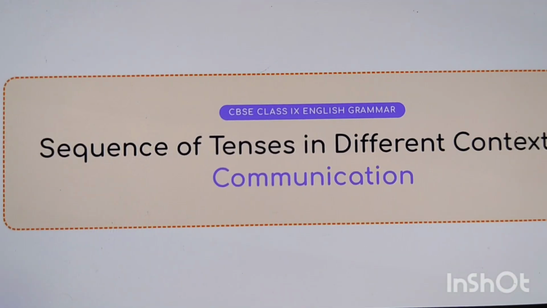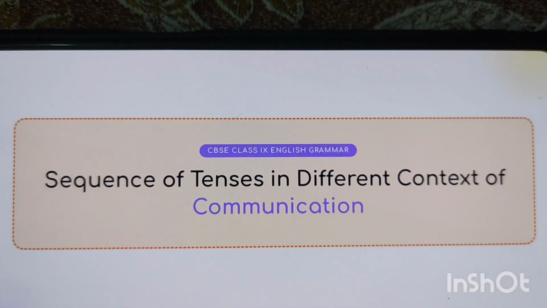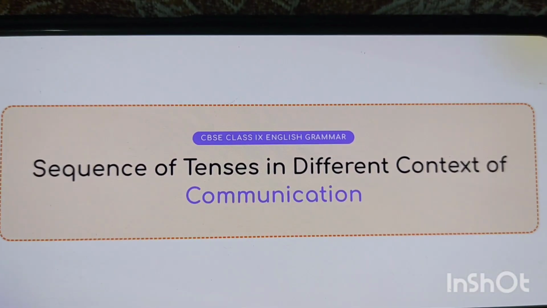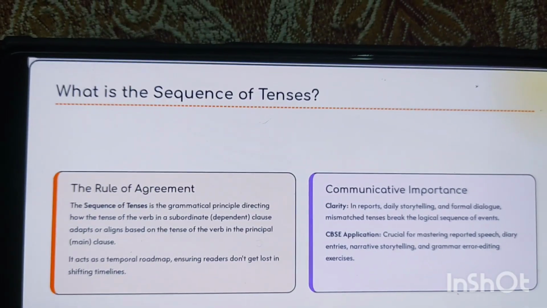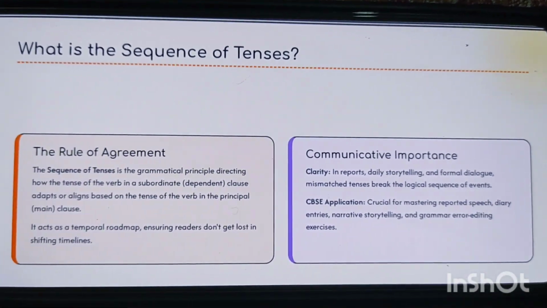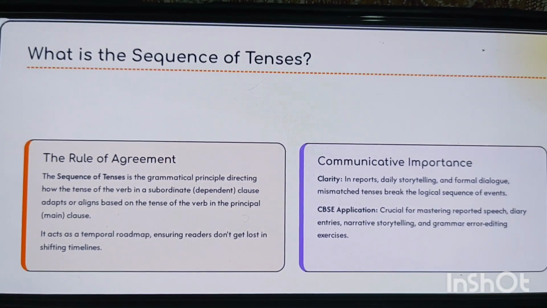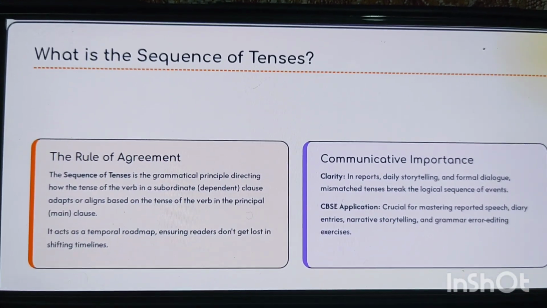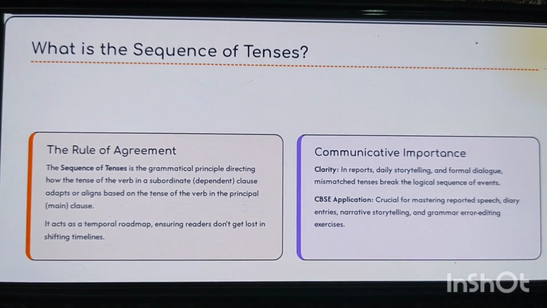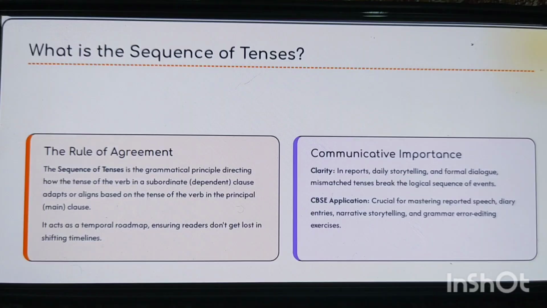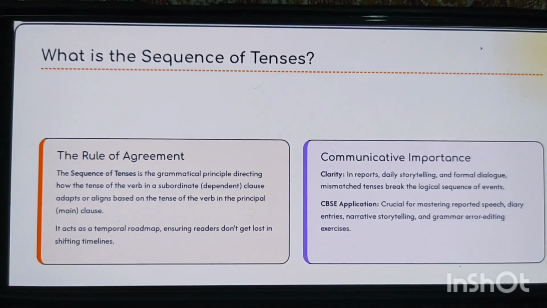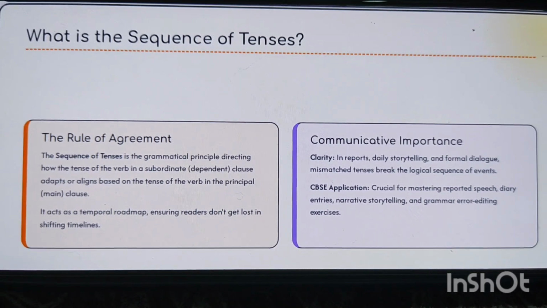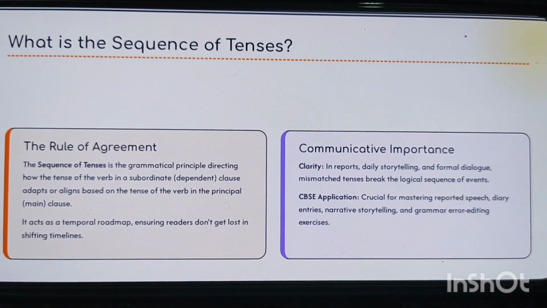Hello students, today we will start a new lesson from grammar, that is sequence of tenses in different contexts of communication. The sequence of tenses is the grammatical principle directing how the tense of the verb in a subordinate, that is a dependent clause, adapts or aligns based on the tense of the verb in the principal or the main clause.